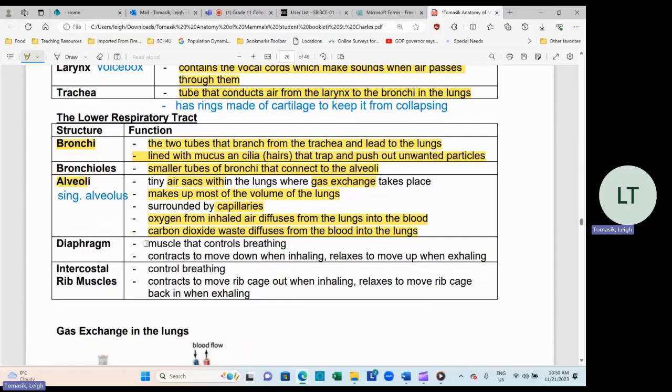Then you have your diaphragm, which is a muscle that controls breathing, and it contracts to move down when inhaling and relaxes to move up when exhaling. You have your intercostal rib muscles, which control breathing, and they contract to move the rib cage out when inhaling and relax to move the rib cage back in when exhaling.